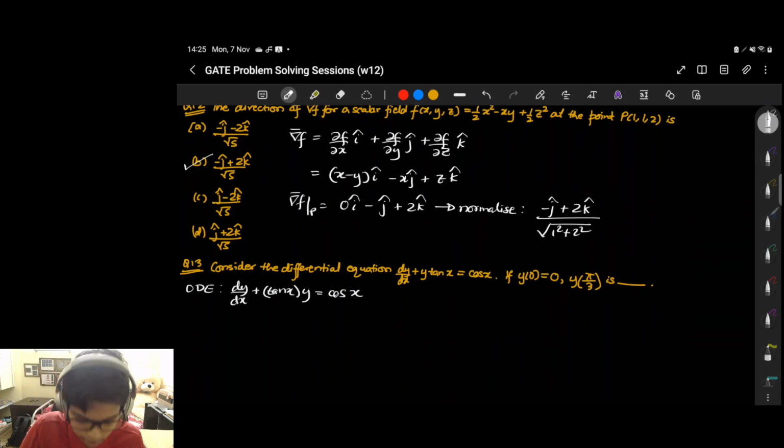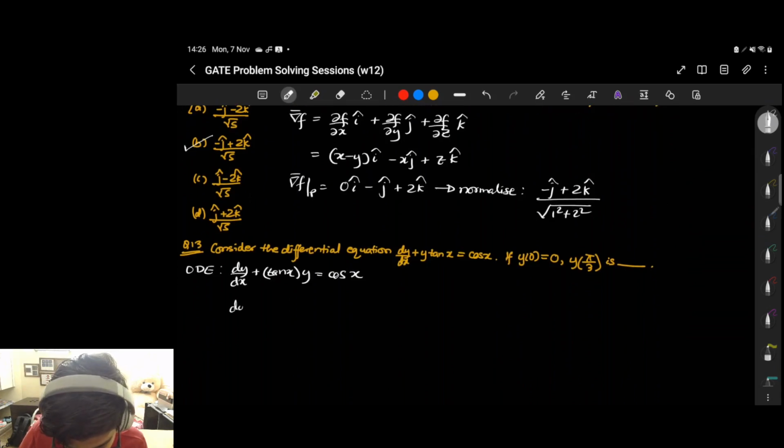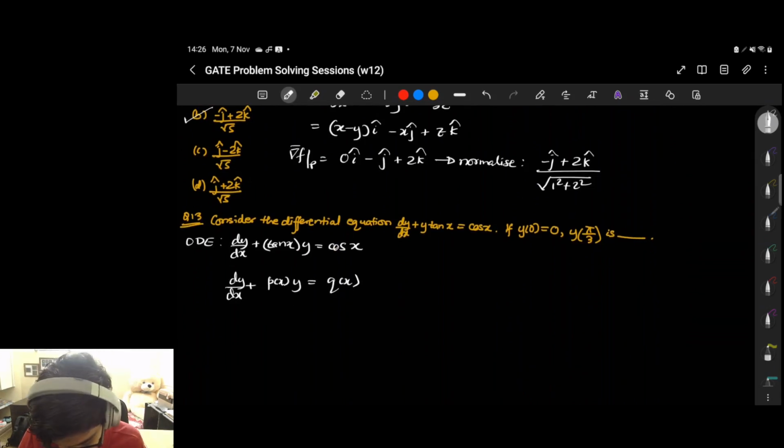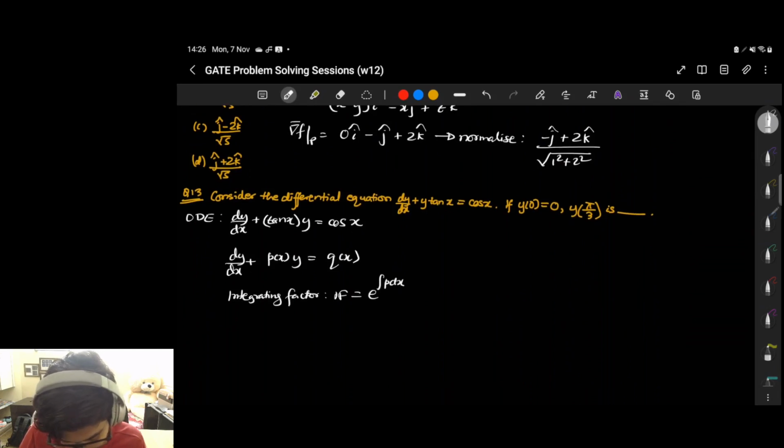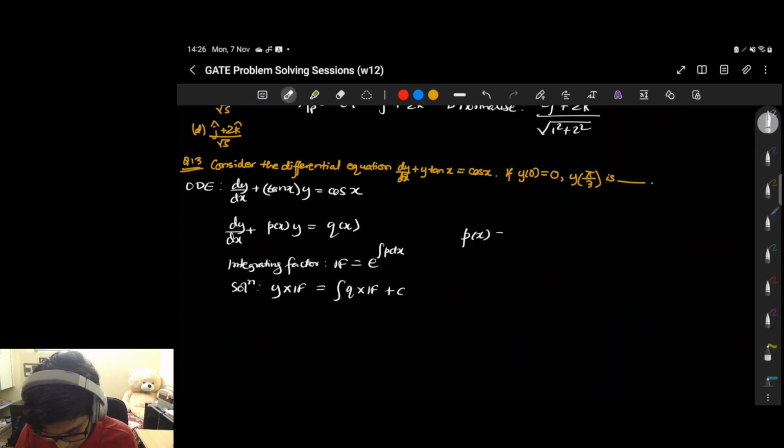So this is a first order linear differential equation of the following form. And the solution to this is given as follows. So we find out what is called the integrating factor. So the integrating factor is e to the power integral p dx, and then the solution is given as y into integrating factor is equal to integral of q into integrating factor plus a constant. Now in our case, p is tan x and q is cos x.